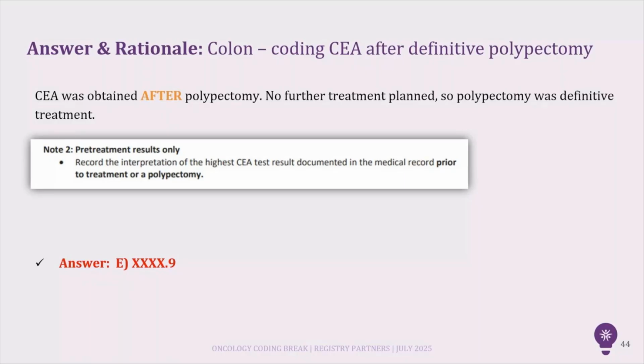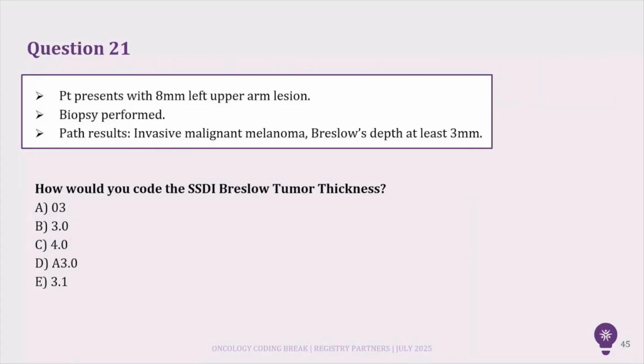Okay, the next one, patient presents with an 8 millimeter left upper arm lesion. A biopsy is performed, and the path results show invasive malignant melanoma with a Breslow's depth of at least 3 millimeters. How would you code at least 3 millimeters?